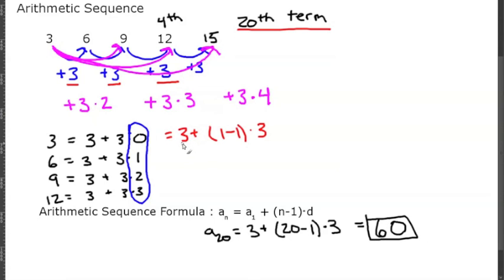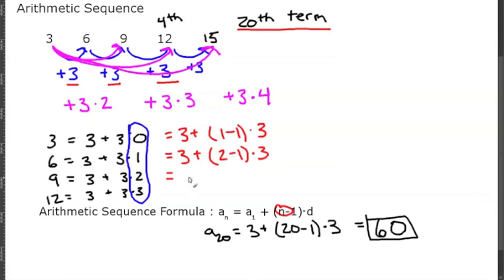So our a sub 1 is equal to a sub 1 plus our term n, which is 1 minus 1, times our common difference of 3. For the second term, we're going to have our a sub 1, which is 3, plus our term, in this case, this is the second term we're on, so 2 minus 1 times 3. And you can see that that's 3 plus 3 times 1.